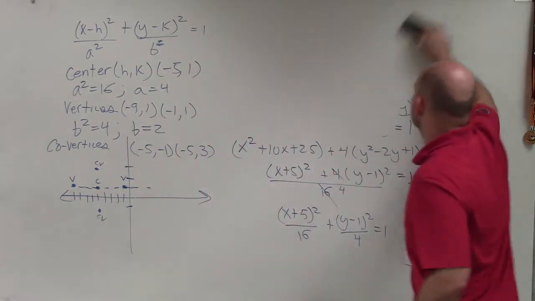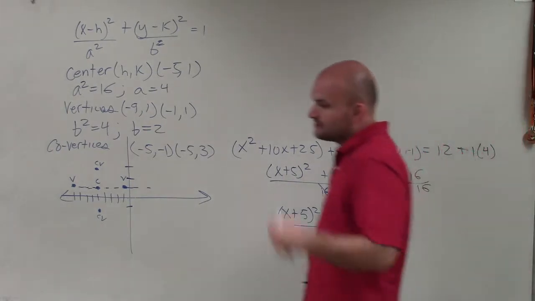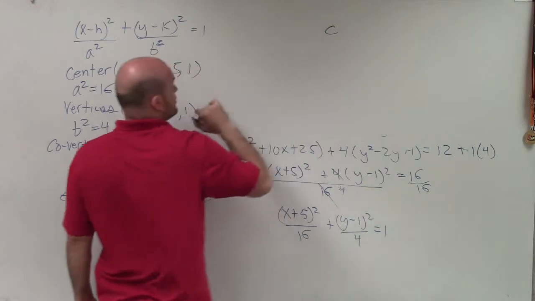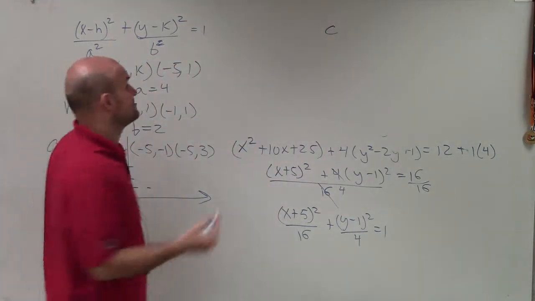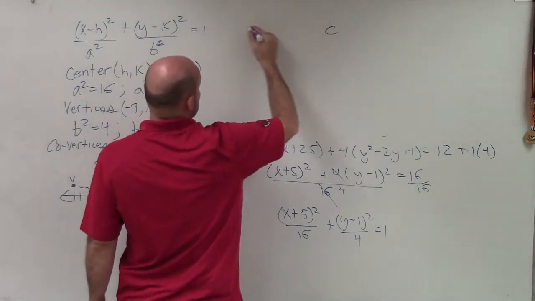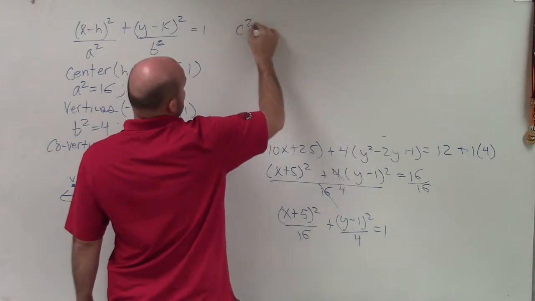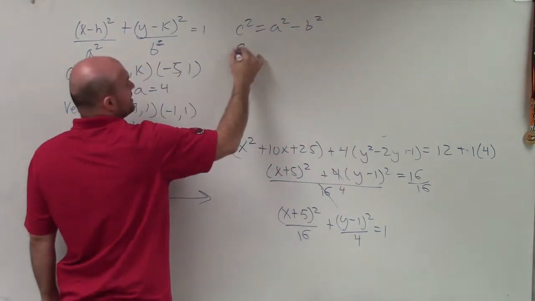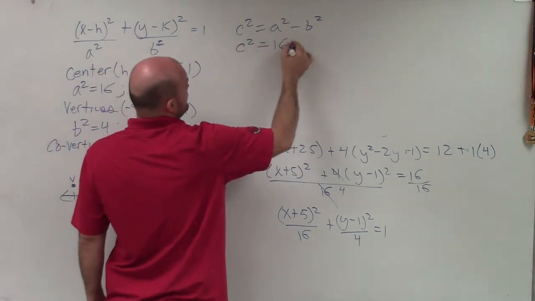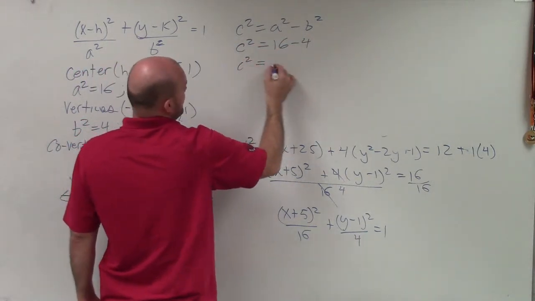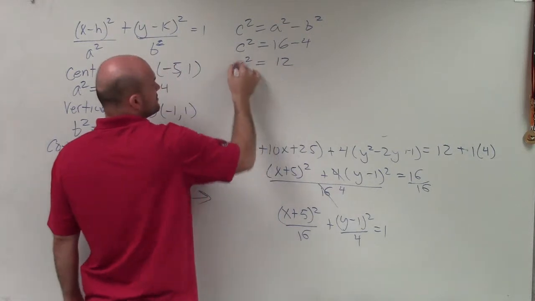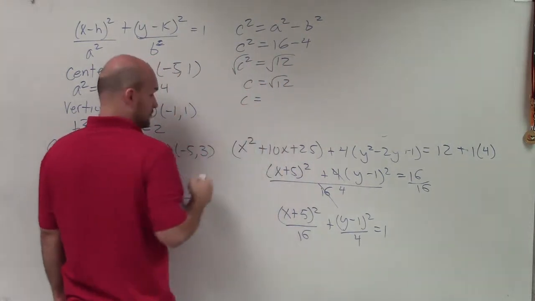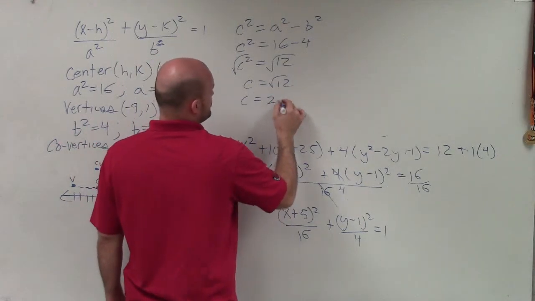So the last thing we need to do is identify the foci. And the distance from the center to the foci is c. So the problem is we don't know what c is, right? However, we do have a relationship that says c squared equals a squared minus b squared. So now plugging that in, I can say c squared equals 16 minus 4. C squared equals 12. Take the square root of both sides. C equals the square root of 12, which I can simplify into 2 square root of 3.